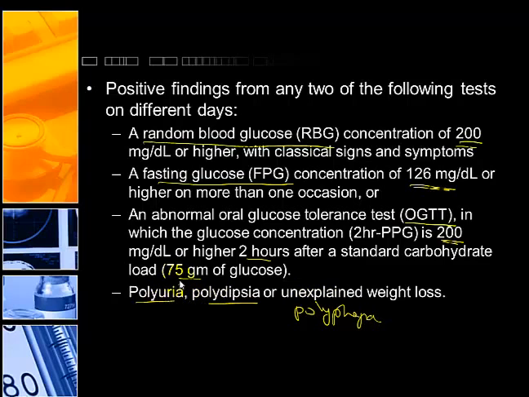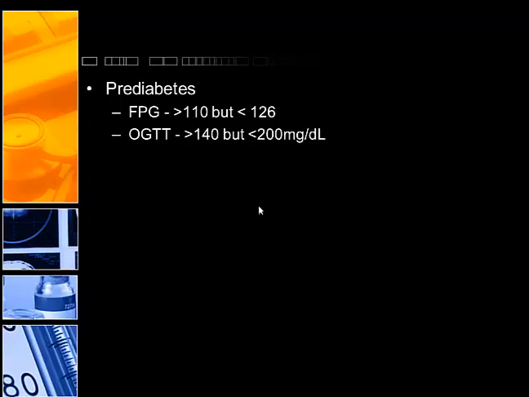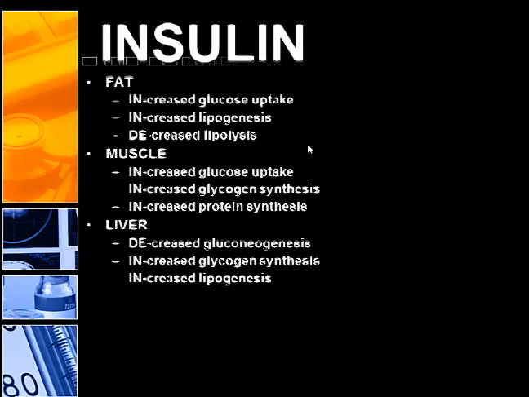So these three important features, polyuria, polydipsia and polyphagia, you have to remember, are very important clinical features of diabetes mellitus, along with the blood glucose levels which may fall under this range. There is a term called pre-diabetes if the fasting plasma glucose levels are more than 110 but less than 126, and OGTT levels, oral glucose tolerance test levels, are more than 140 but less than 200 mg per dL; we call it pre-diabetes.